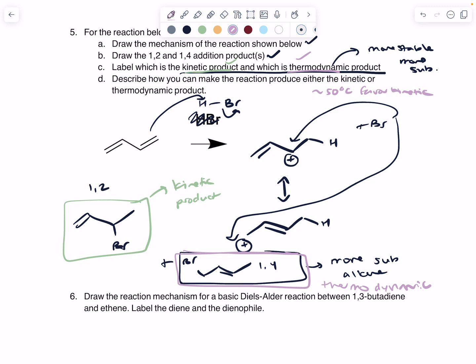Below room temperature, I would say it's going to, I'm going to say 0 degrees Celsius to favor the, oh wait, I'm sorry, I said this wrong. The thermodynamic is favored at higher temperatures. So if I want this one, I'm going to go higher temperatures. If I want this one, I'm going to go lower temperatures. Okay.